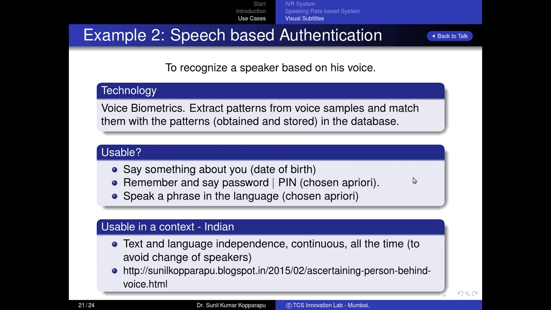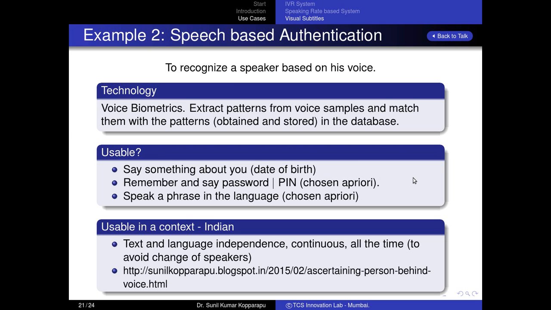Now, is this kind of a scenario usable? For example, if you had to remember a predefined password or a PIN, then it would be a constraint on the human. On the other hand, if there was a restriction on what you could speak, the phrase or the language, then again you would have a question on usability. And in an Indian context, the most usable thing would probably be one that is independent and continuous, where all the time you are speaking, you are being authenticated.